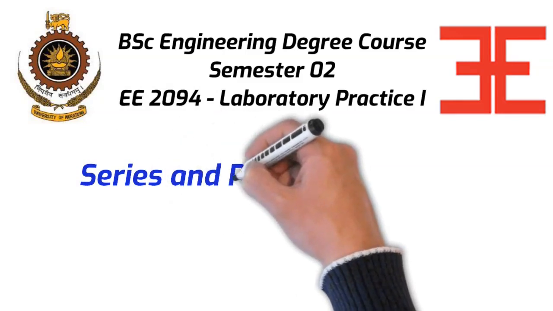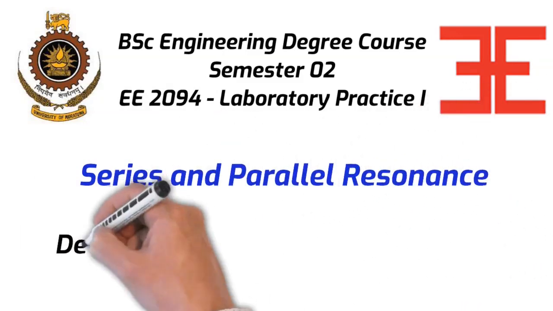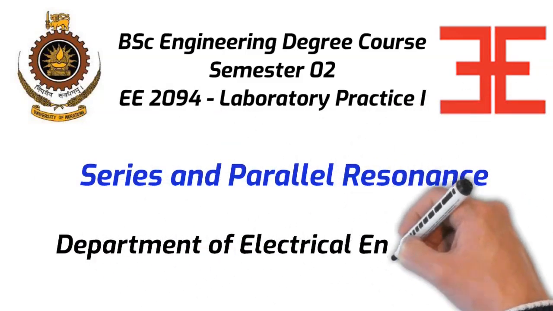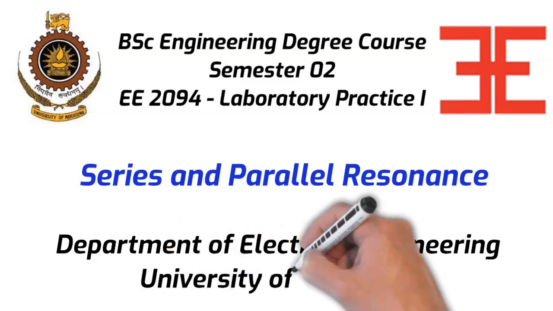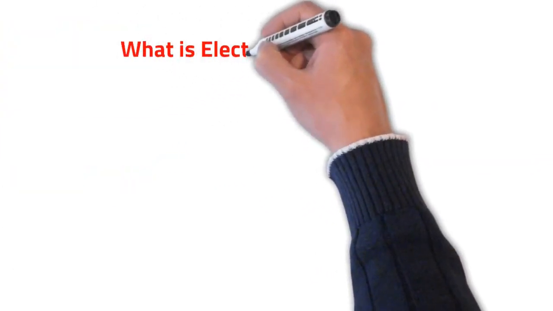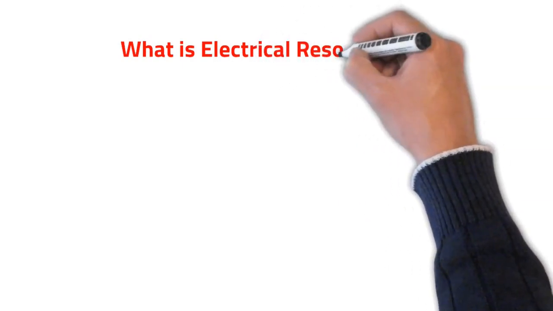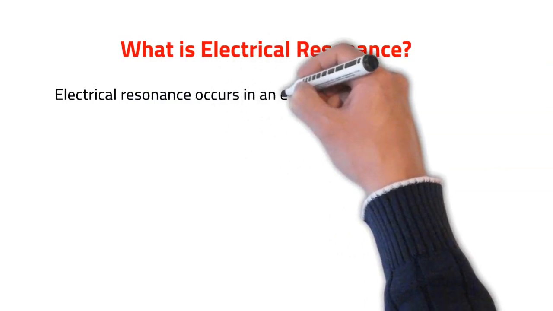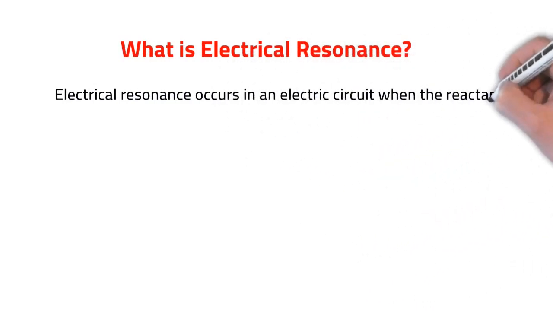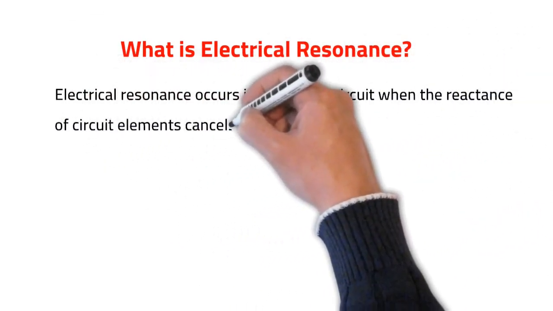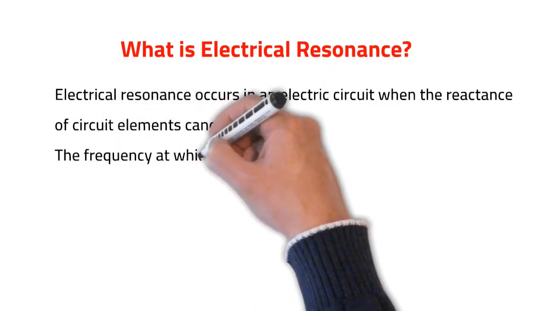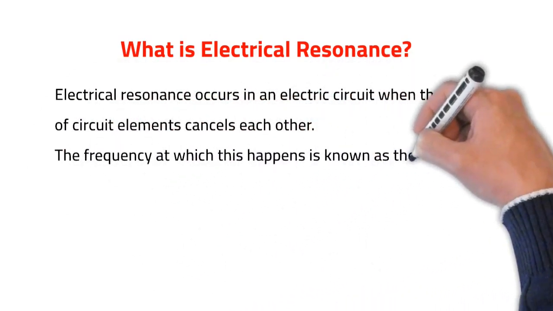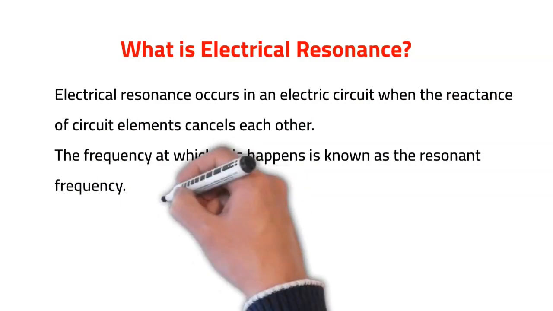So let's get started with a basic introduction on the theory parts that are needed in order to understand the practical. First, let's understand what electrical resonance is. Electrical resonance occurs in an electric circuit when the reactance of the circuit elements cancels each other. The frequency at which this happens is known as the resonant frequency.